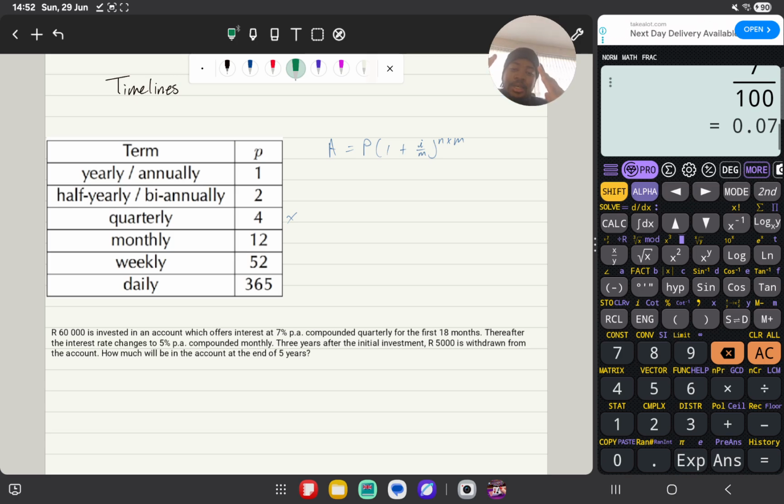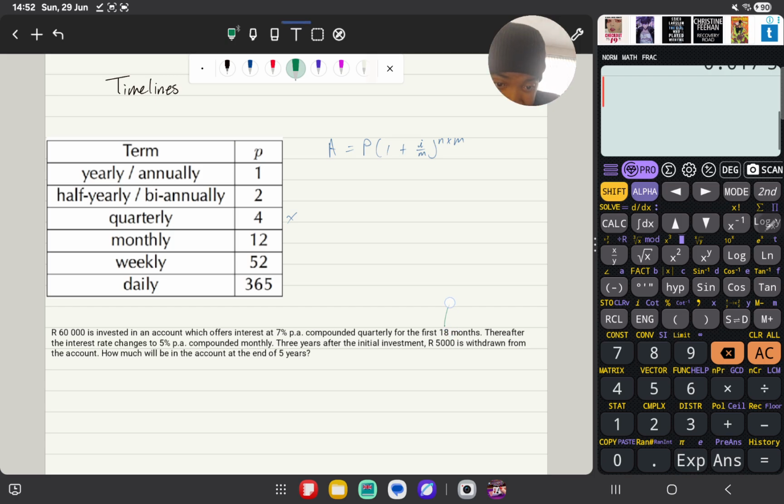So it's 7% compounded quarterly for the first 18 months. Beautiful. So for the first 18 months, right? Remember, a year is 12 months, and then there's another 6 months. That means 1 year and a half, right? So we already know that we have 1.5 years. And then thereafter, the interest rate changes to 5% per annum compounded monthly. Now our interest changes from being compounded quarterly to being compounded monthly, right?